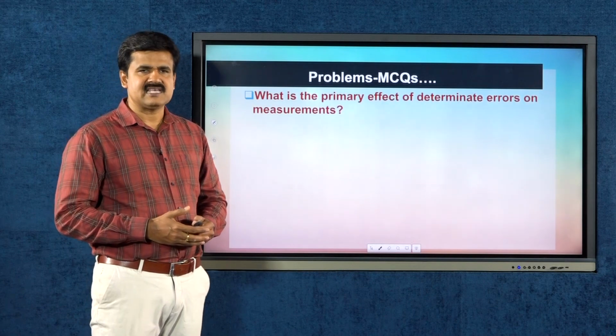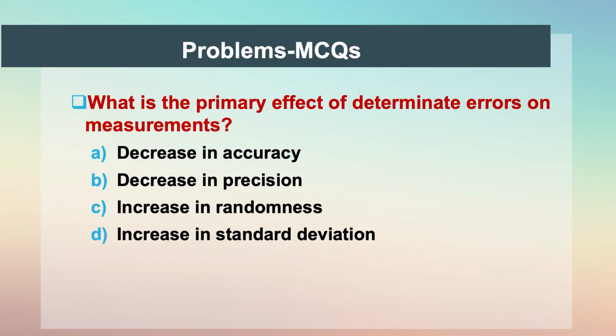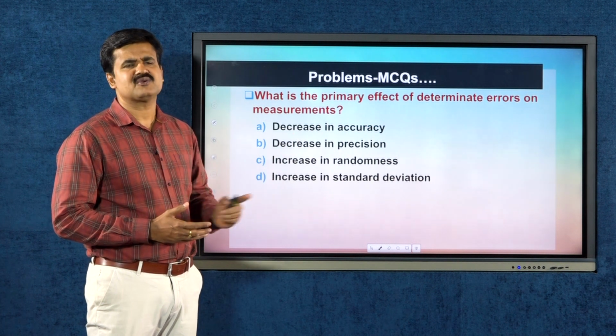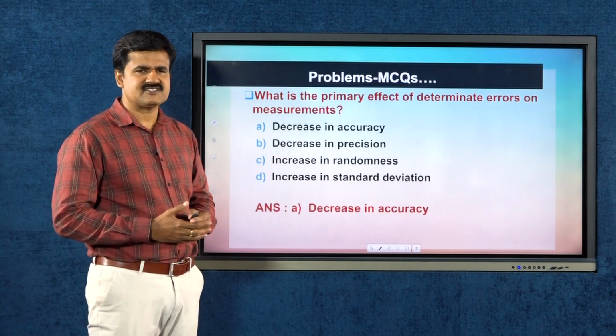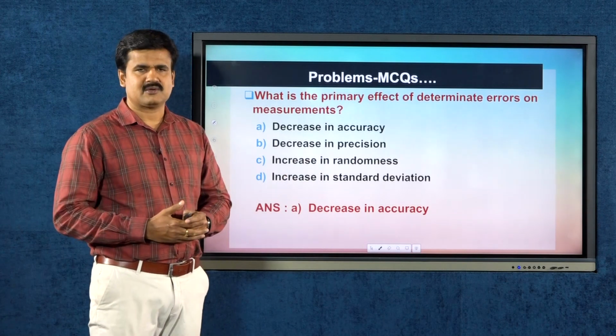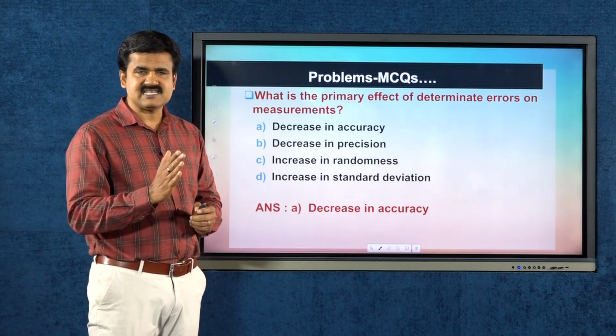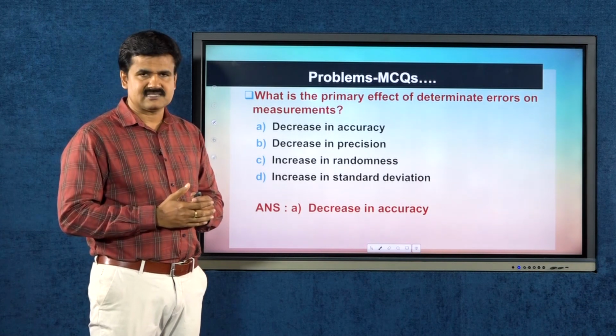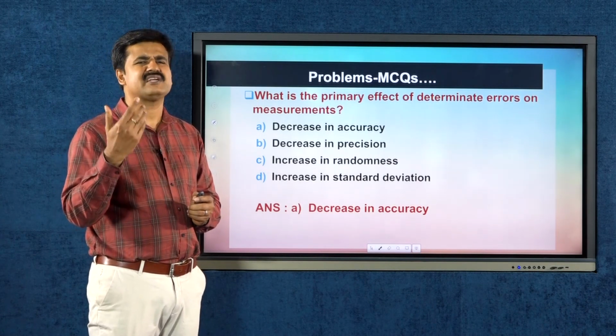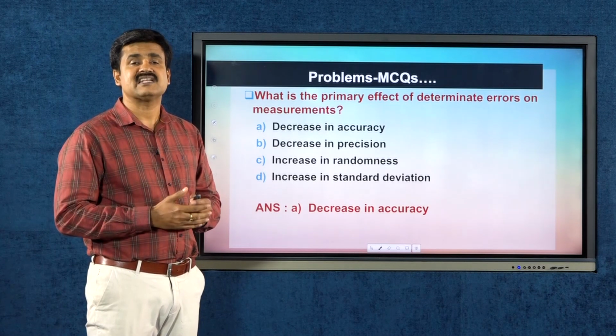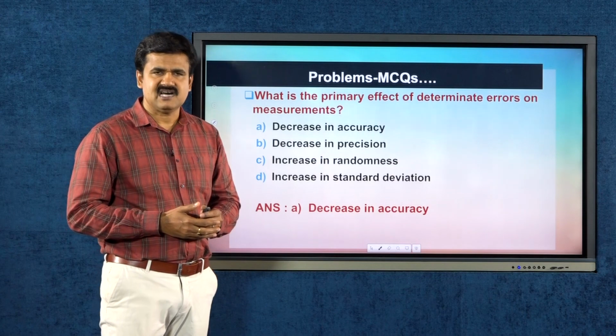Next question is here: what is the primary effect of determinate errors on measurements? These are the options: decrease in accuracy, decrease in precision, increase in randomness, increase in standard deviation. It is a very simple question and you can arrive at the answer directly. Option A, decrease in accuracy. You know the fact that accuracy is inversely related to errors. Higher the error, whether it is determinate or indeterminate, there will be a direct decrease in accuracy. So, option A is the answer.